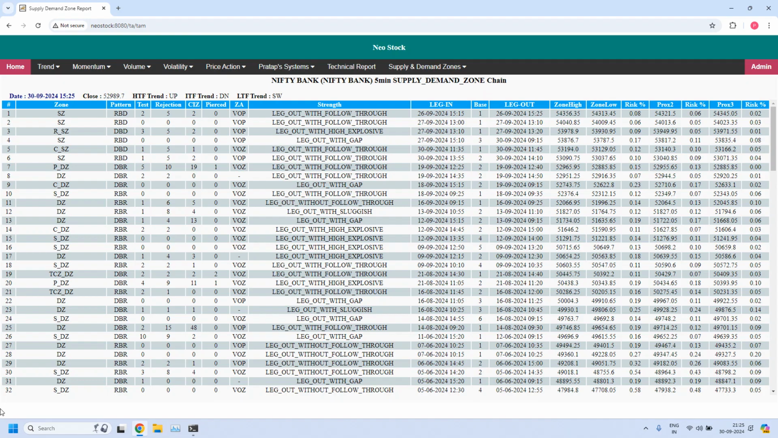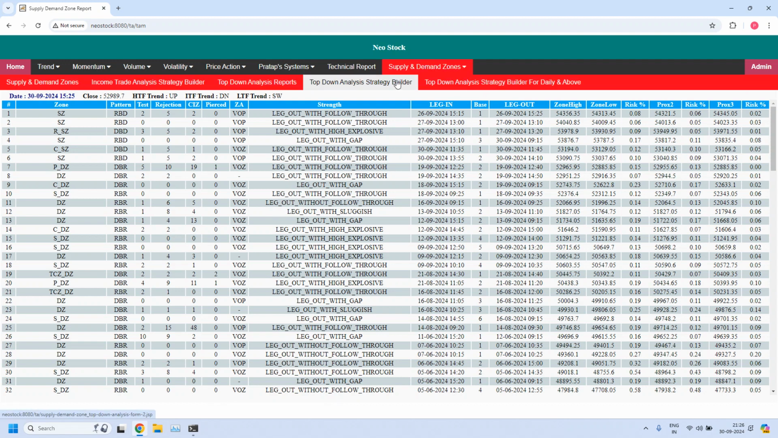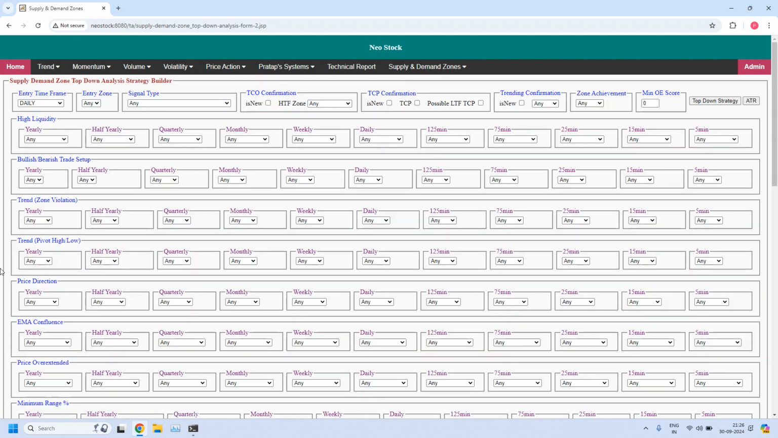So with this we have completed both NIFTY and BANKNIFTY supply demand zone chain. Now let us generate the next set of the reports, bullish and bearish trade setups for monthly, weekly, daily and hourly income trades. So let me start with monthly income trade bullish trade setup.